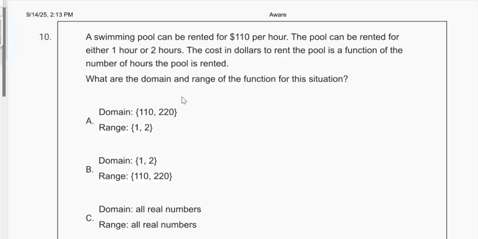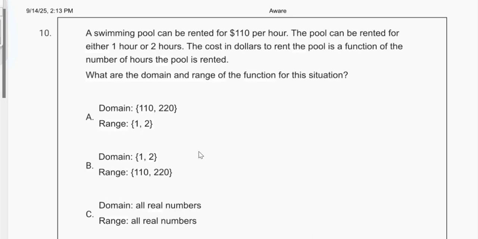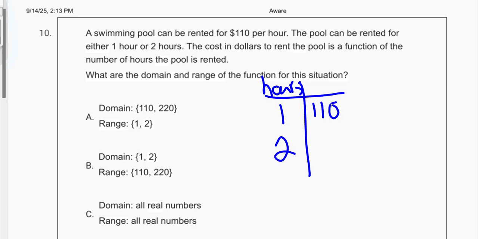So the domain would be the number of hours. So that would be 1 or 2 hours. And so my hours are 1 hour and 2 hours. And in 1 hour, it would be $110. And for 2 hours, it would be $220. So that would be B.